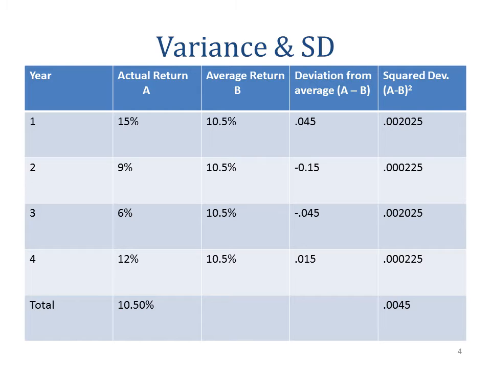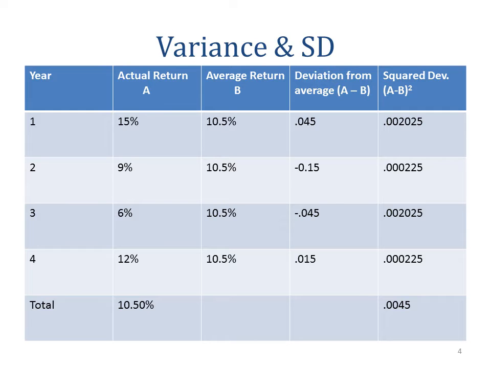Now we want to see how much each data point varies, hence variance, from the mean. So we go 15% minus 10.5% is 0.045, 9% minus 10.5% is a negative 0.015, and so forth. So we do that for each data point.